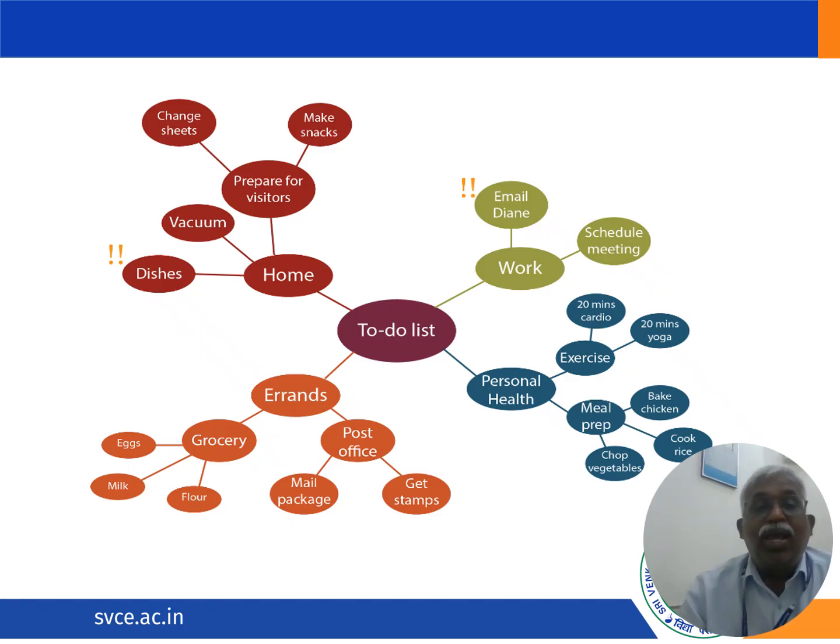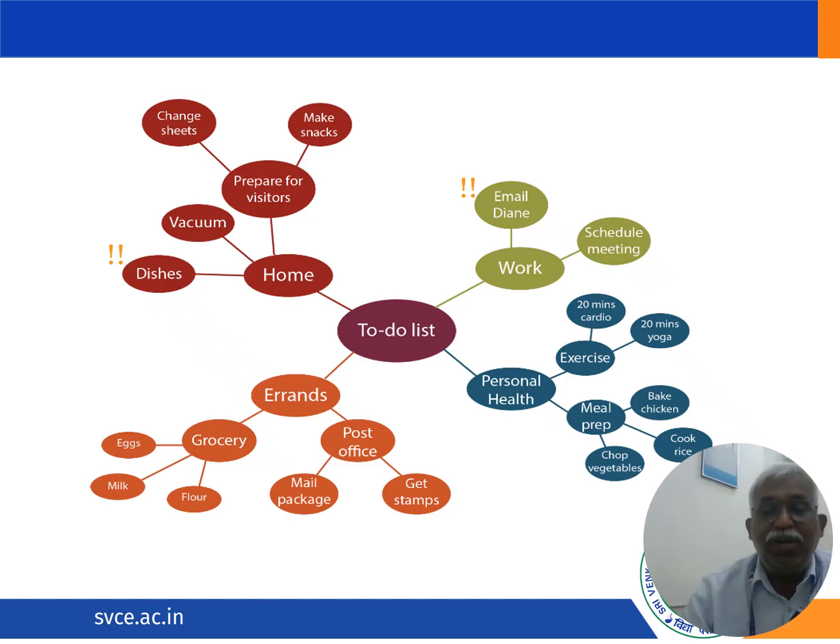To-do list. We have a home. Here, prepare for visitor. If you want to work for visitor, what are the needs for the visitor? Number one, first we want to make proper seating for the visitor in the hall. We have a small hall. Sometimes we have some other toys on the table, so we need to arrange everything. For that, we need a proper visitors' seating arrangement.